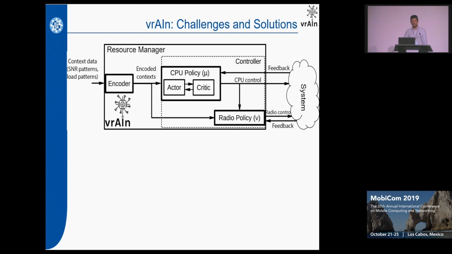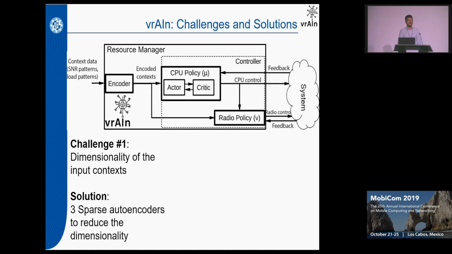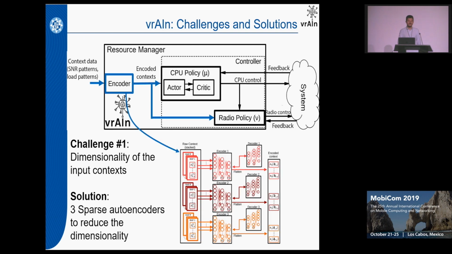Now we will show the implementation of the resource manager, its challenges and solutions. The first challenge is the dimensionality of the input context, since we consider a large amount of samples in terms of channel quality and data arrivals. To solve that, we propose the use of 3 sparse autoencoders to reduce the dimensionality of the input.